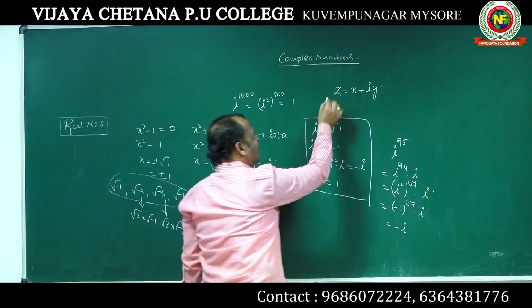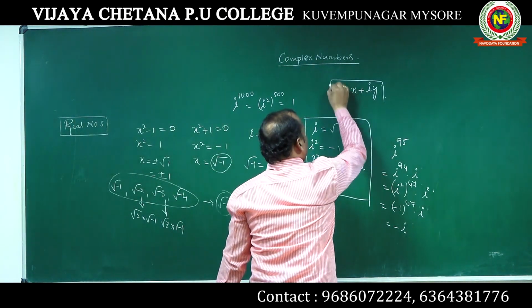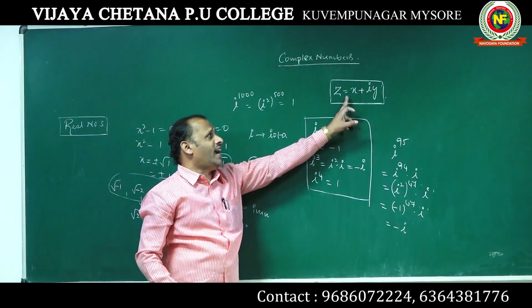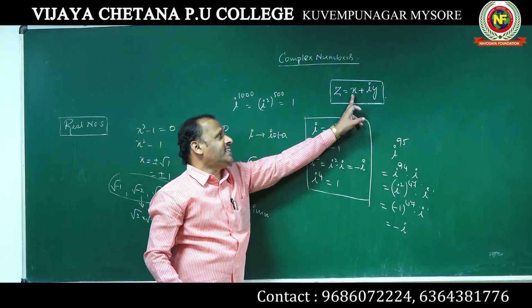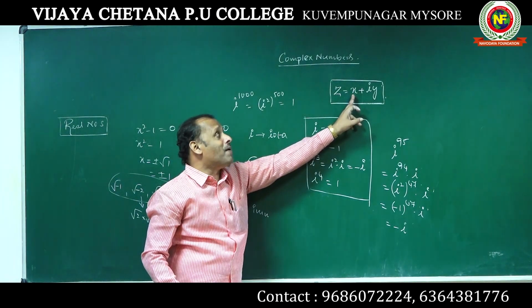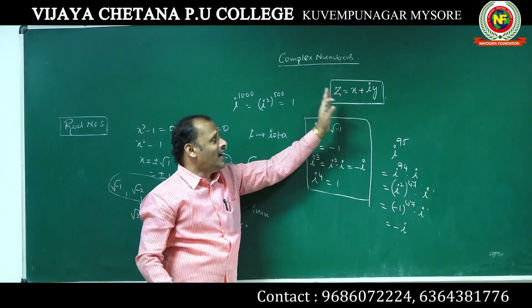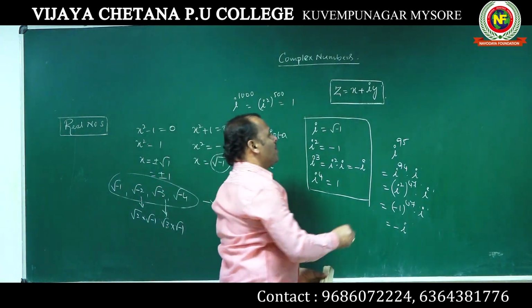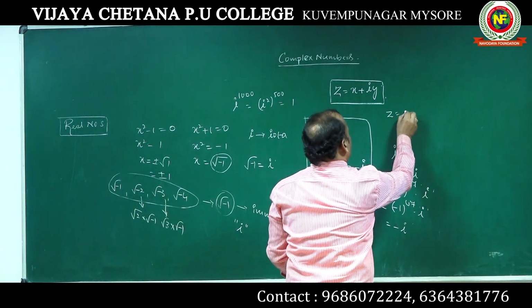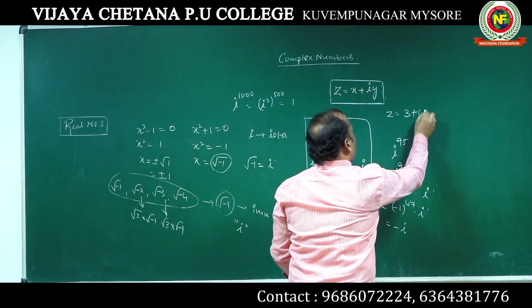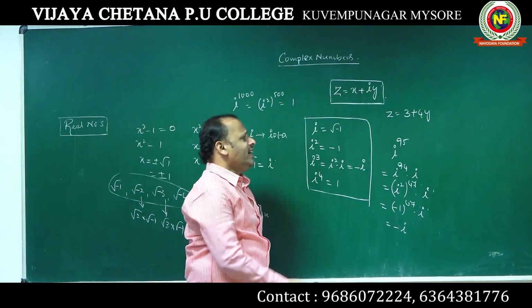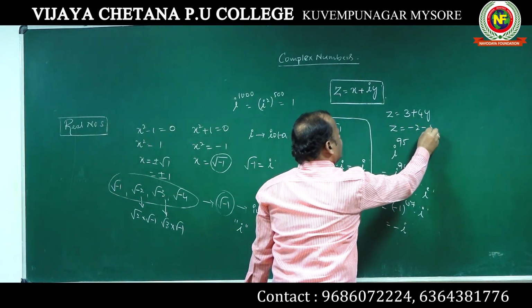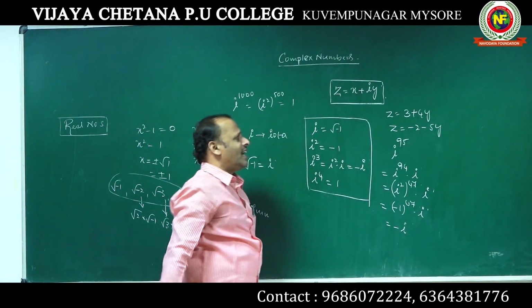It is called the complex number. Z is equal to x plus iy. X is the real part. This is the real number. I will take one example with respect to that complex form. Z is equal to 3 plus 4i, or Z equals minus 2 minus 5i, like that.